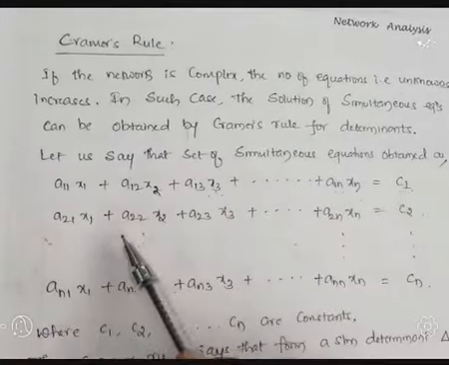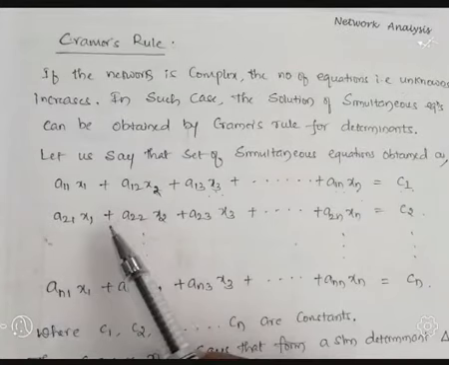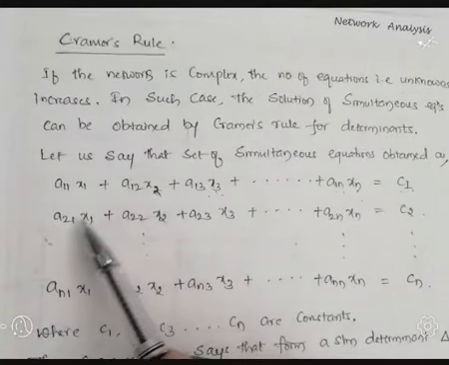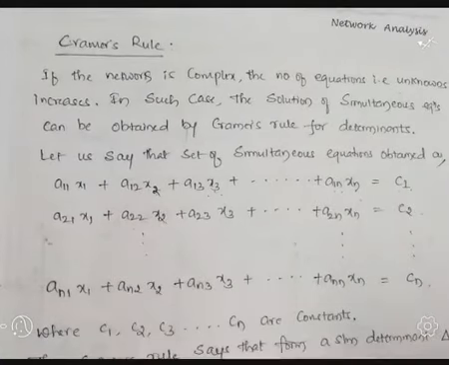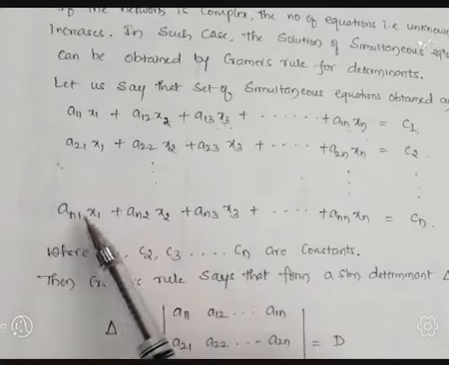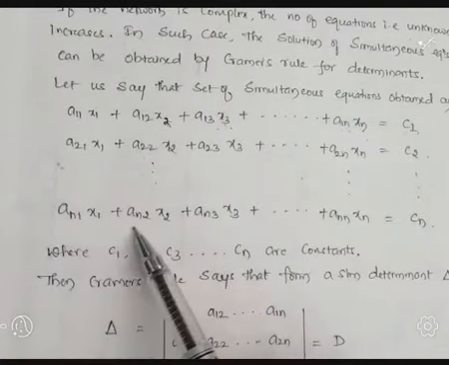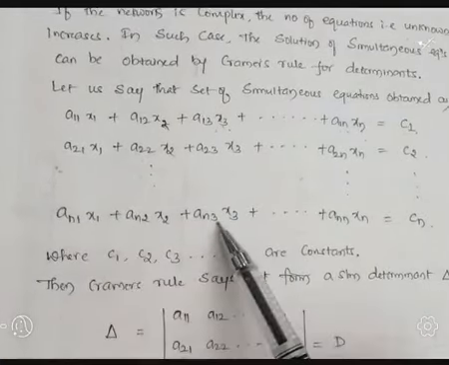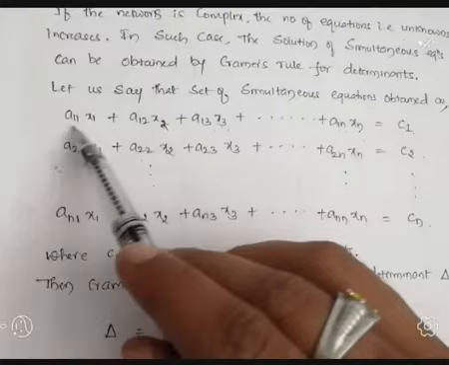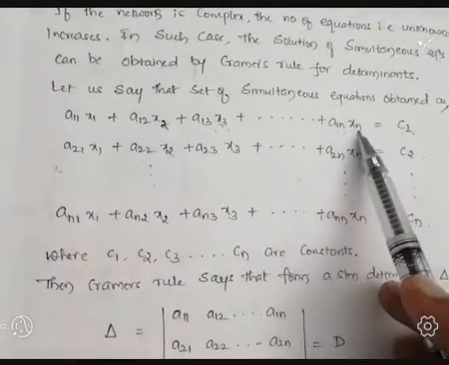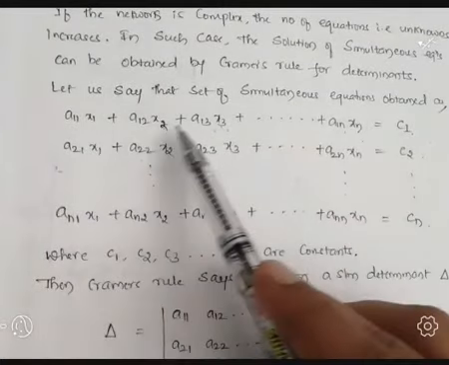Similarly, in the second equation, the coefficient of x1 is a21, the coefficient of x2 is a22. Similarly, the second equation is written. And so on, if you are writing the nth equation, an1 x1 plus an2 x2 plus an3 x3, and so on, ann xn equal to cn. So in each equation, there are n unknowns, x1, x2, x3, xn.